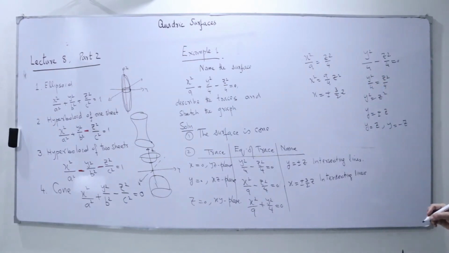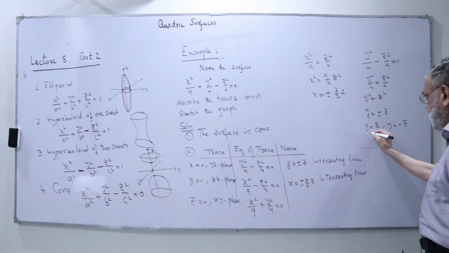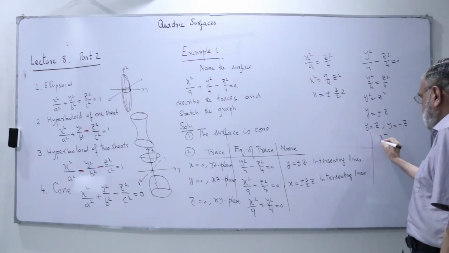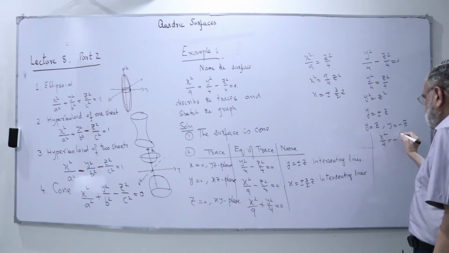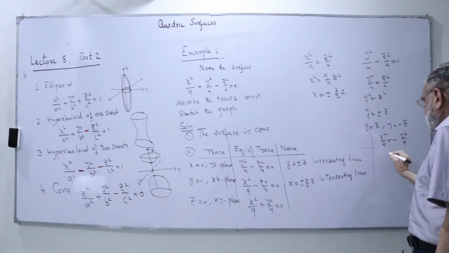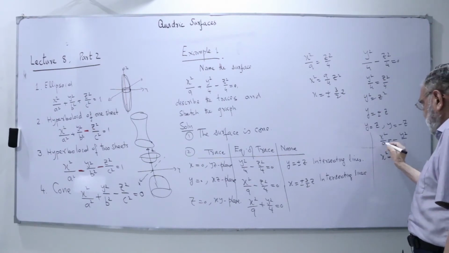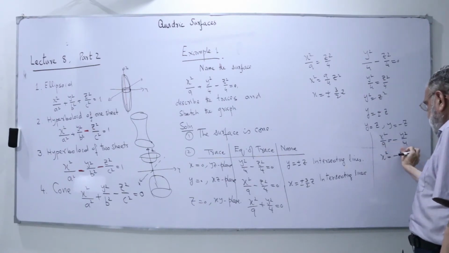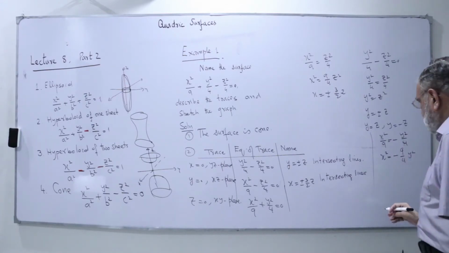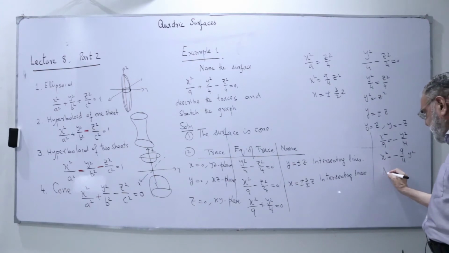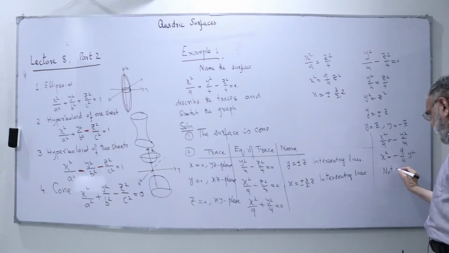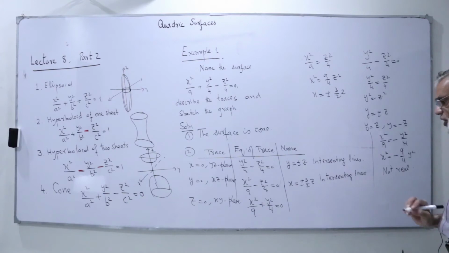Now, when we take here the xy plane, then we get here x square over 9 is equal to minus y square over 4. We get here x square is equal to minus 9 over 4 y square. We take the root of this one, it is not real. So we don't have any graph at this point when we take z equal to 0.